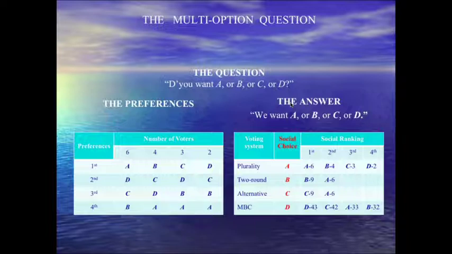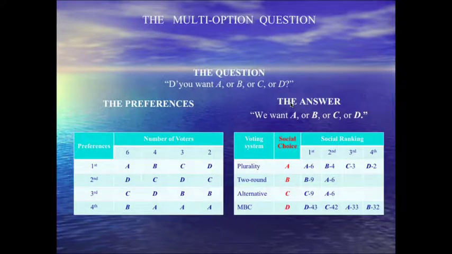And in the modified Borda count, first preference gets 4 points, second gets 3, third gets 2, fourth gets 1. You add up all the points, and the winner is now D. So the question was, do you want A or B or C or D? And the answer is, we want A or B or C or D, and it depends upon the voting system used.